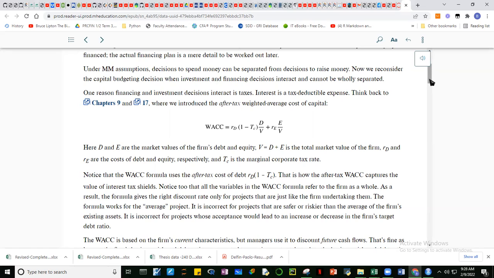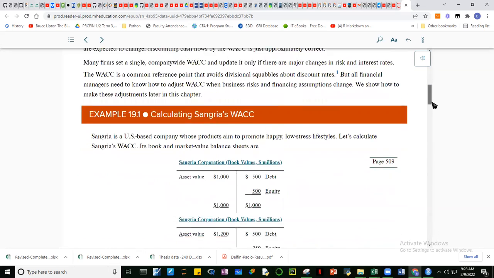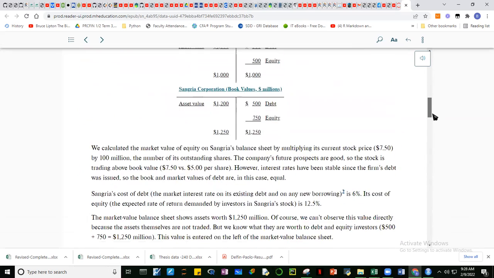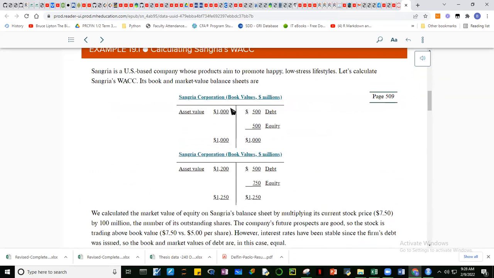So when you get the present value, it's the cash flow divided by 1 plus, you use the weighted average cost of capital, you use the WACC. Okay, for example, this one, you have Sangria. Okay, Sangria, this is the book value, assets, debt, and equity. And then this is now the market value.